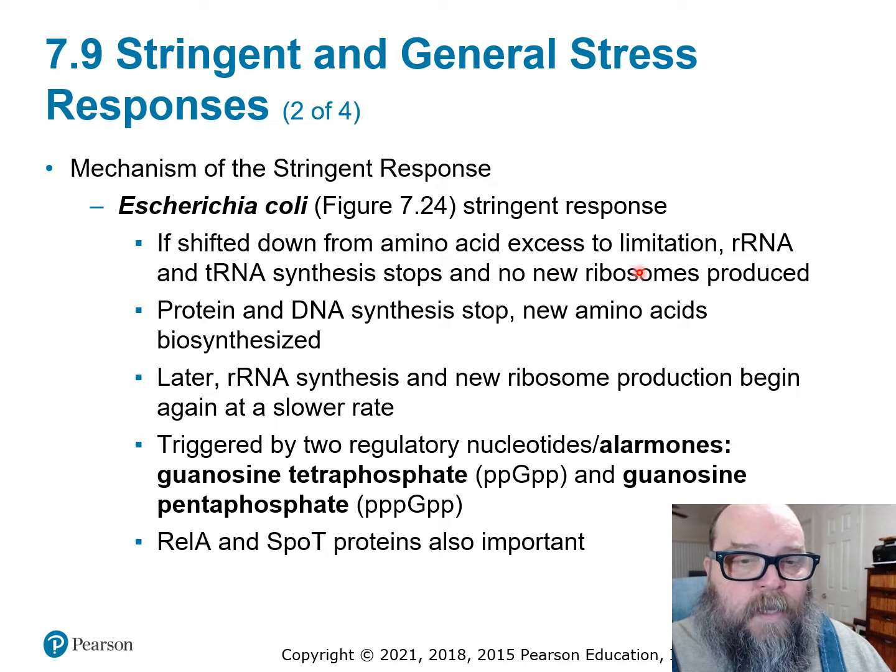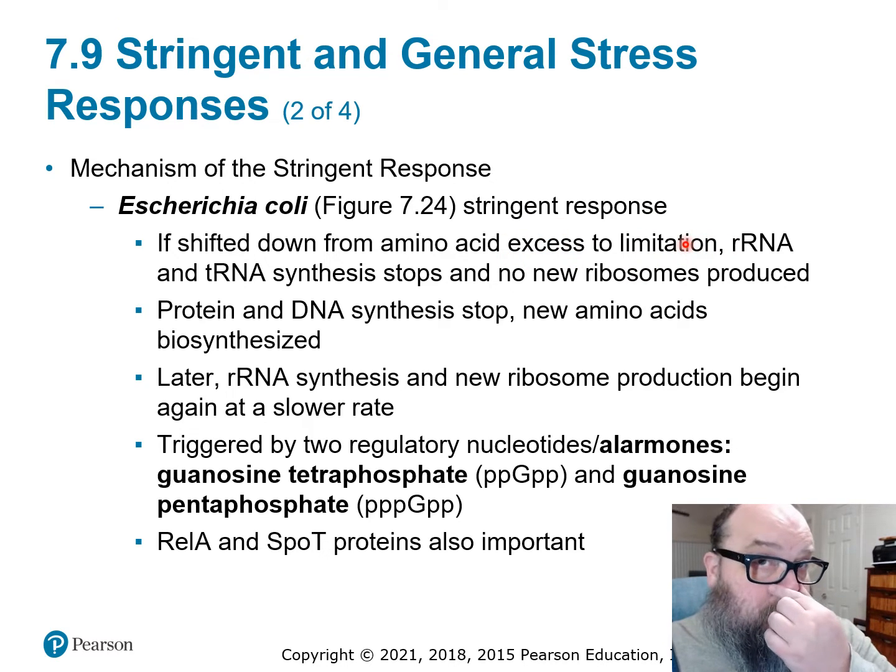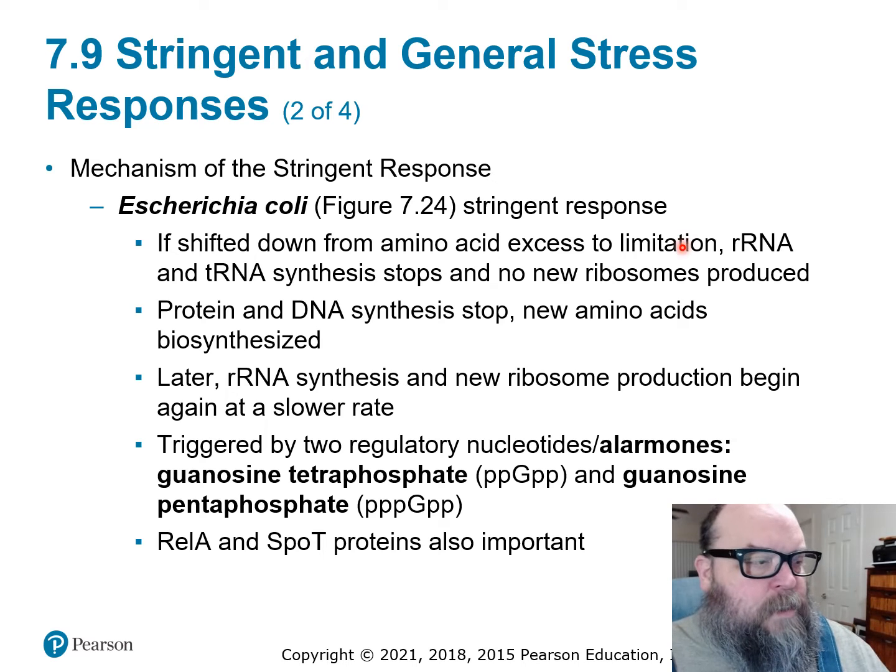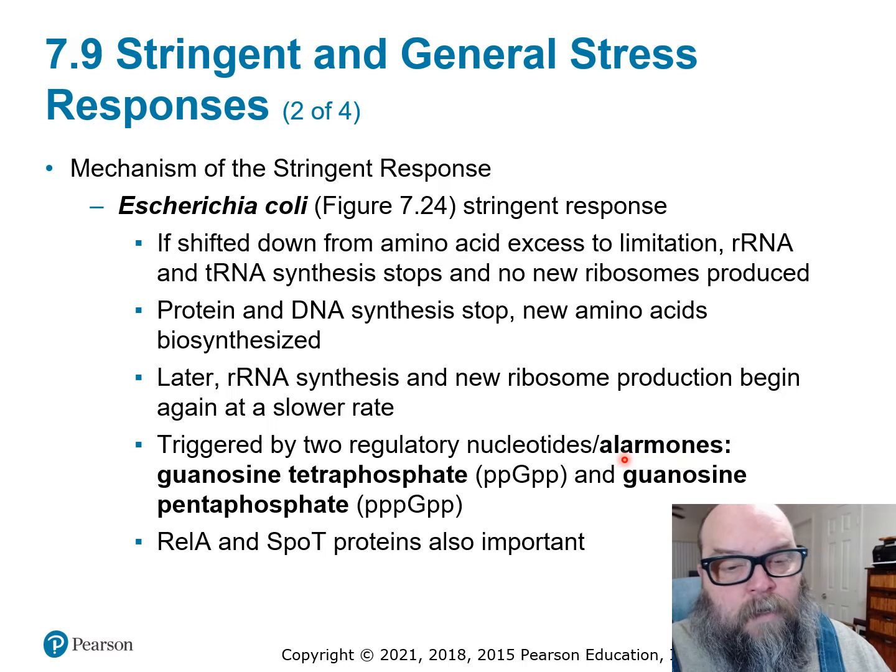The signal for this switch to go from excess to limited or scarcity metabolism, you're going to see that these are what are referred to as alarmones, whatever that is. Basically a special type of nucleotides, specifically guanosine tetraphosphate and guanosine pentaphosphate. So it's the normal G nucleotide, but instead of one phosphate, you're now going to have 4 or 5.